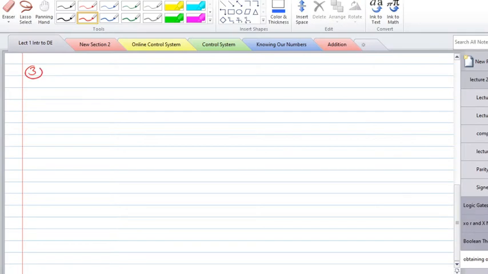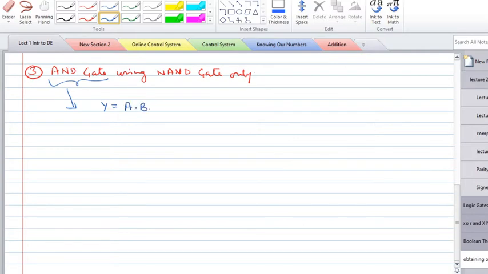Third, AND gate using NAND gate only. Here again start with the function AND gate, that is y is equal to A dot B.